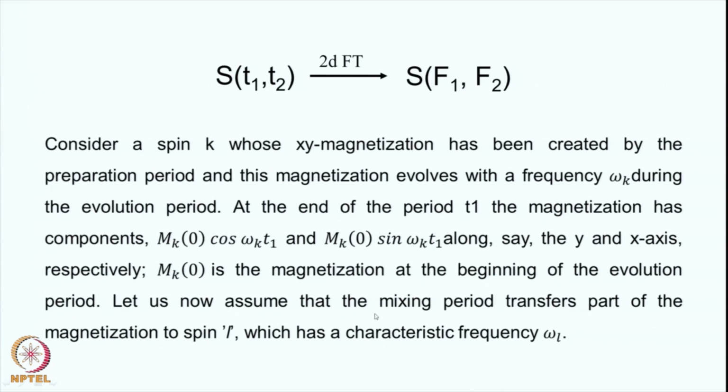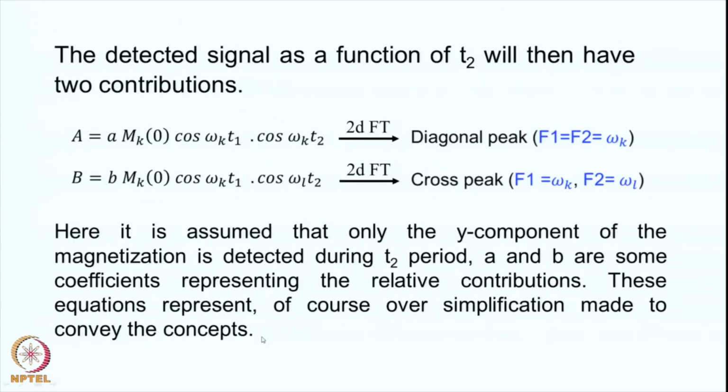Now let us assume that the mixing period transfers part of the magnetization to spin L. I said what happens during the mixing is dependent on the interactions between the various spins. Consider the spins k and L, and if there is an interaction between them of some sort, it may be either a J coupling interaction or it could be a dipolar coupling interaction, whatever it is, but if this mixing allows transfer of magnetization from K to L, then a part of this magnetization may get transferred to the spin L, in which case what happens during the period T2.